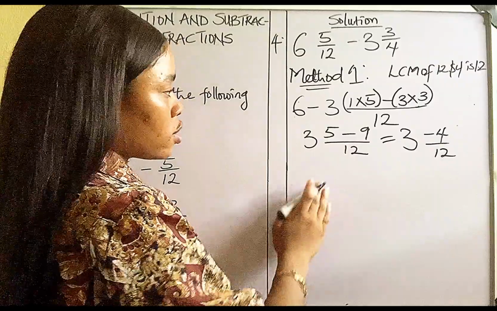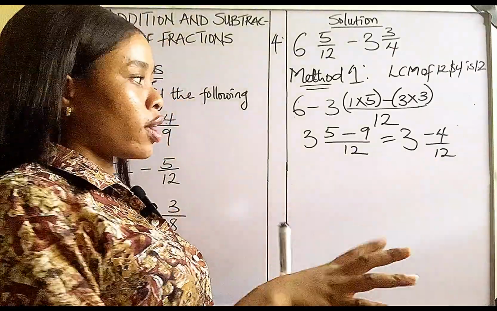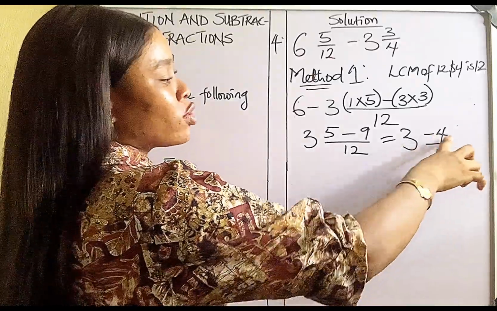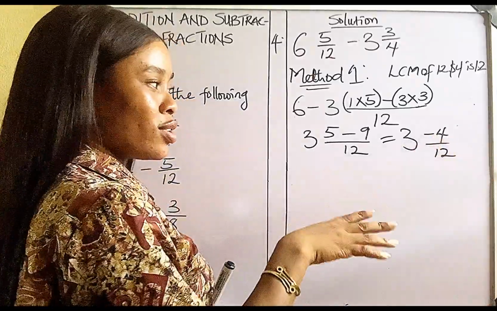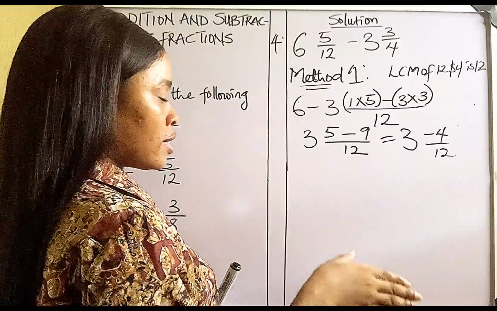Now you see that this is looking kind of odd. You have 3 whole number minus 4 over 12. Now this can be our answer. But what do we do in this case?